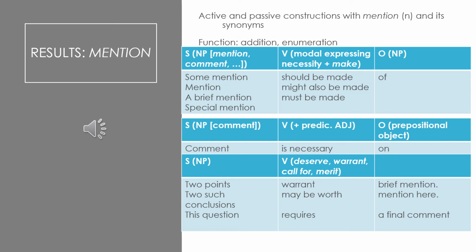Comment is necessary on, or comment is required on. A brief comment is in order on, and so on. And the third structure that we found is a subject NP that combined with a verb like deserve, warrant, call for, or merit, and the same phrases basically that we also have up here. So 2 points warrant brief mention, 2 such conclusions may be worth mention here, or this question requires a final comment.